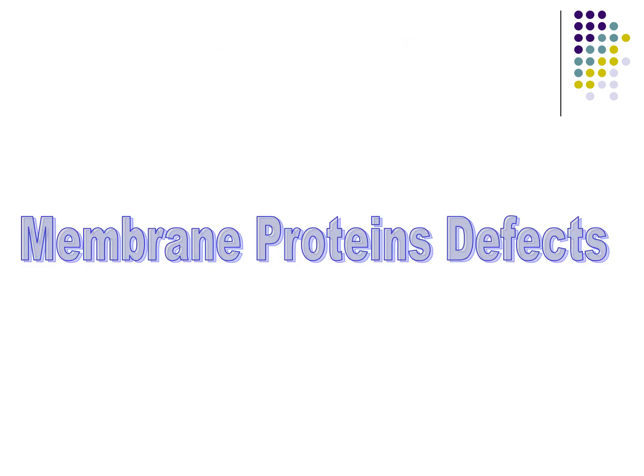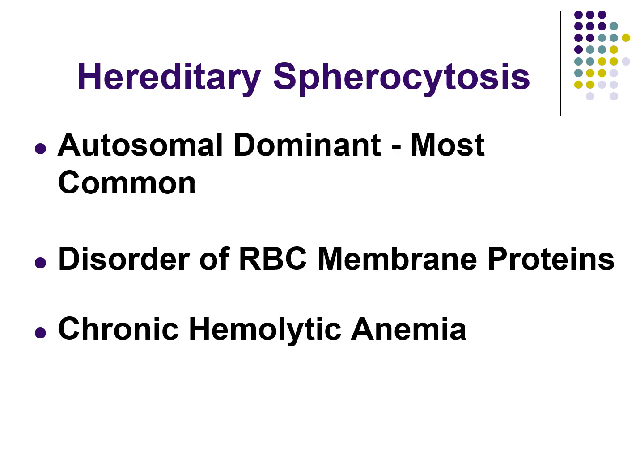Then we will discuss the membrane protein defects which lead to hemolysis. The most common of which is hereditary spherocytosis. It's inherited as an autosomal dominant trait. Autosomal dominant, yet it does not pass completely from one parent to his child and so on, because some parents are not clinically manifesting anemia or vice versa. So it has variable penetrance.